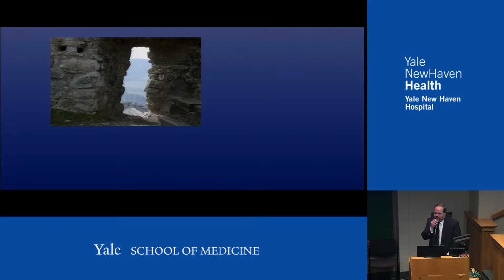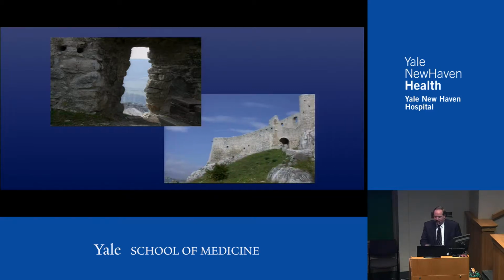So this is just kind of a concept. So anybody have any idea what this is? So basically it's a window and a view. You can see the countryside out there, but you really don't know what's going on. Well, that's one of the views from a castle in Slovakia. So it really depends on the perspective. Are you looking from inside and looking out? Are you looking outside and looking in?